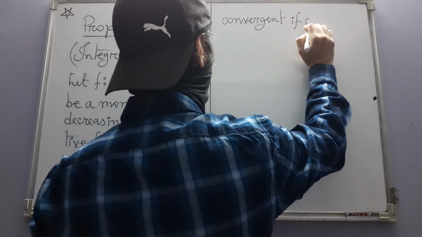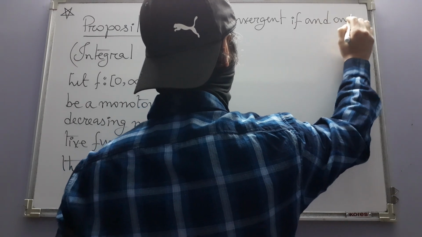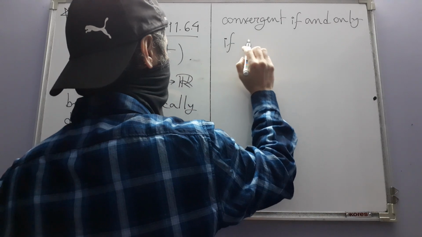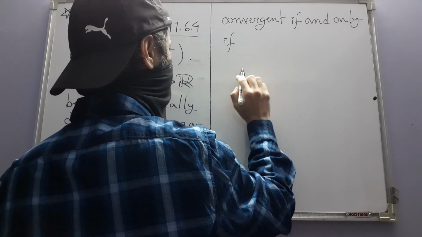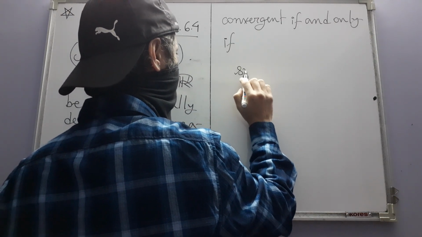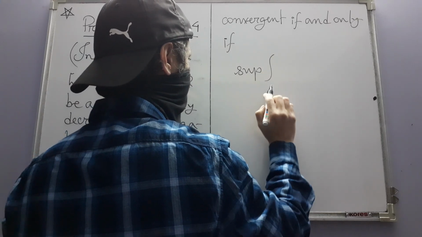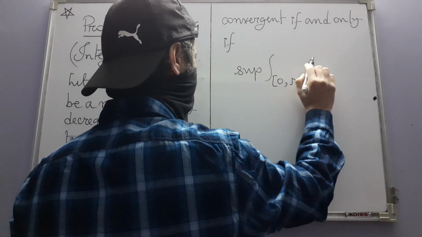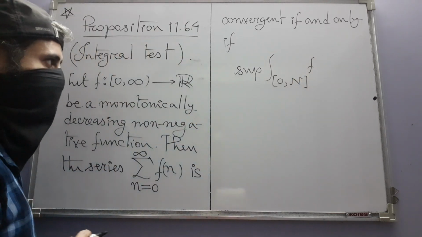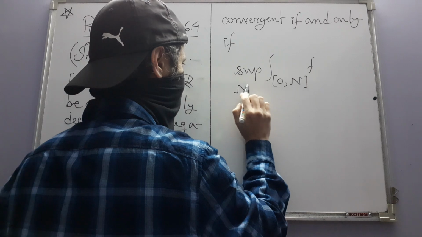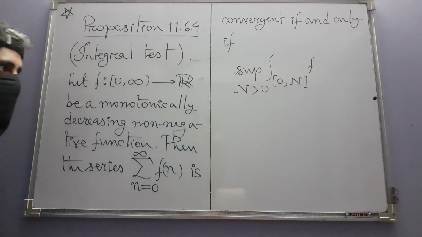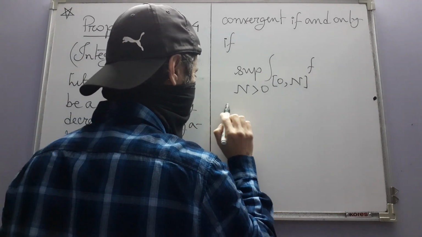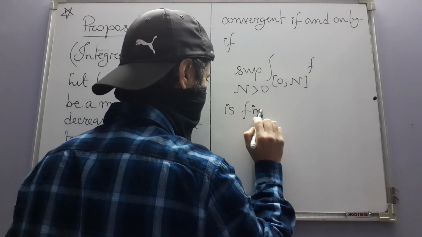convergent if and only if this is finite. Let me write it here. Supremum of integral of f over the interval 0, n as n varies over the set of all positive real numbers is finite. Finite means it's a real number.